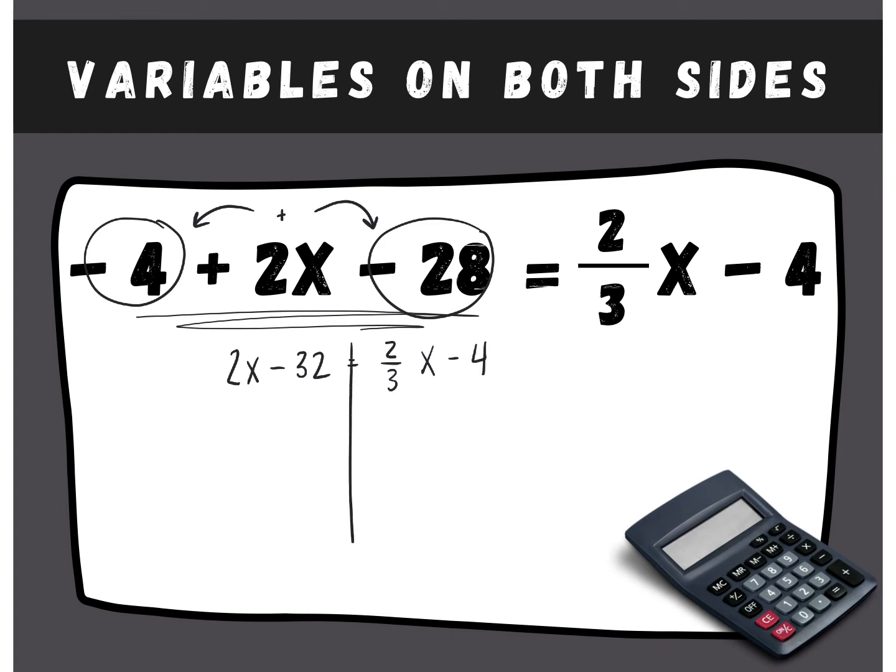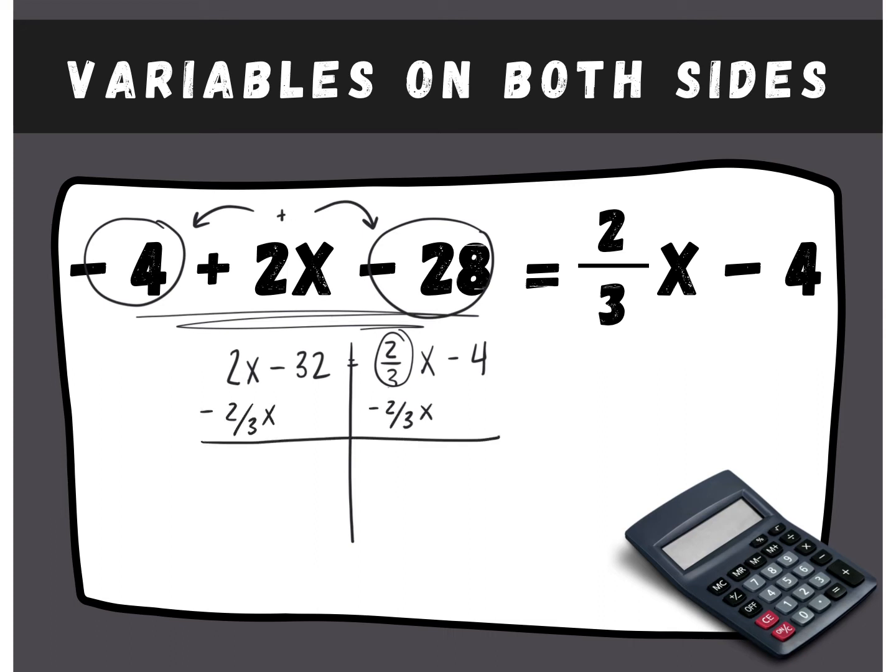Now again, I want to move one of my variables by using an opposite operation. Both of them are positive, so I know that I'll be subtracting one of them. You could really go either way. I do want to show you that if you subtract 2x, a smaller number like 2/3 minus a bigger number like 2 is going to give you a negative. That's what I was trying to avoid in the last equation. So on this one, instead of subtracting that 2x, I'm going to subtract the 2/3 x from both sides. So minus 2/3 x, minus 2/3 x.